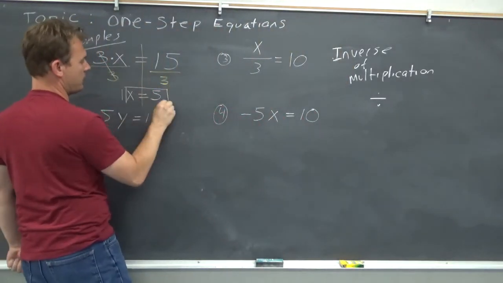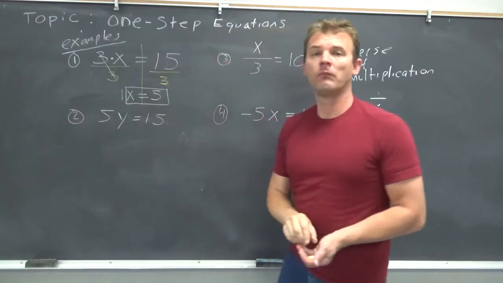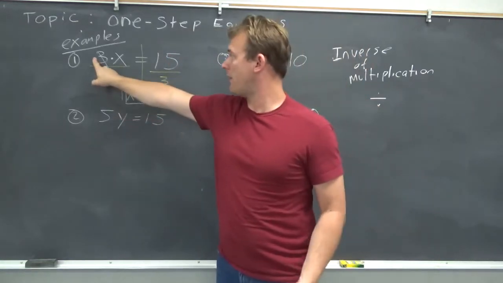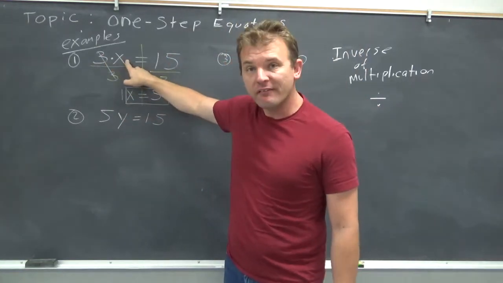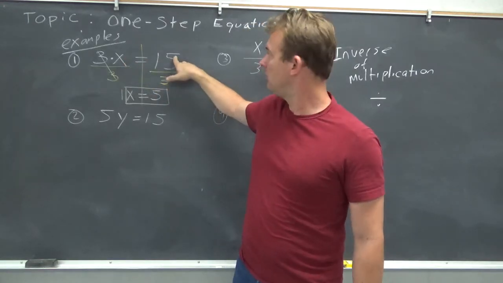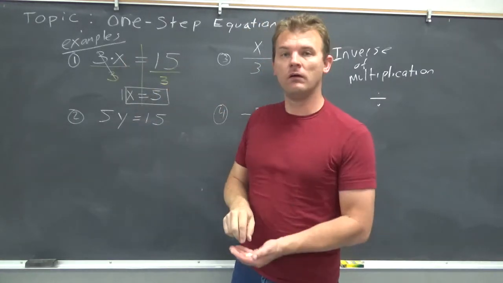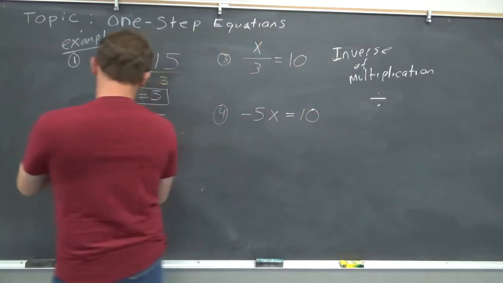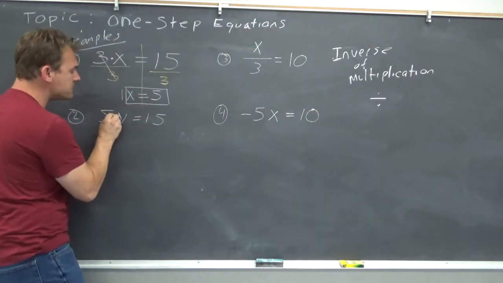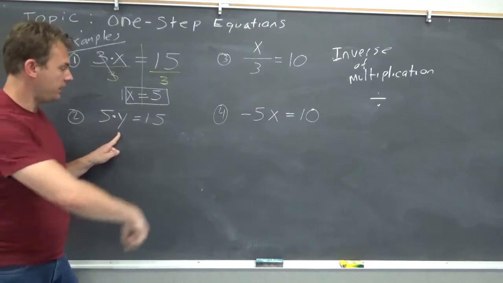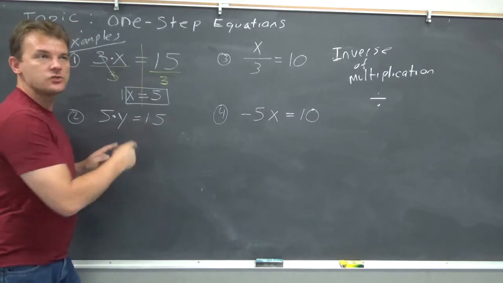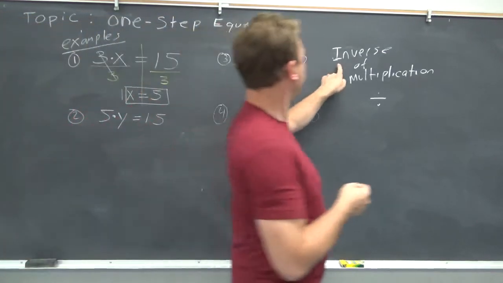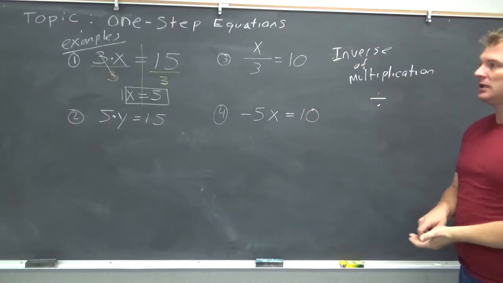So really, that's your answer. And you told me that 3 times 5 is 15. So there you go. Let's do some more. Well, we have 5 times y equals 15. So what do we have to do? What's the inverse of multiplication?